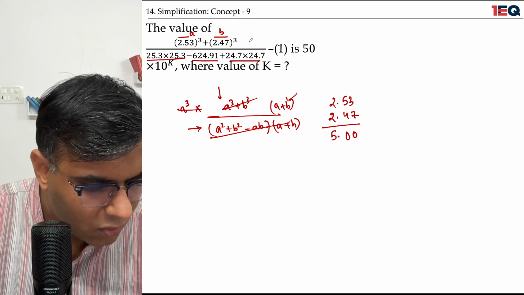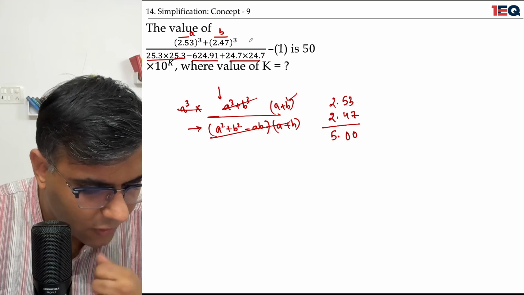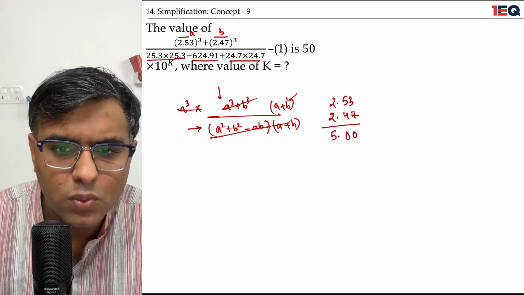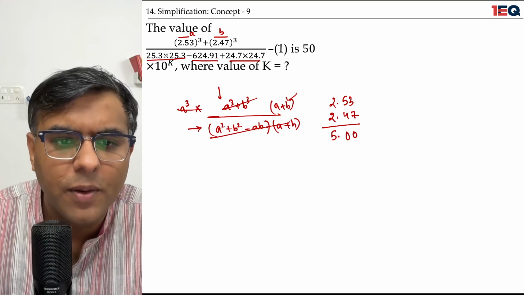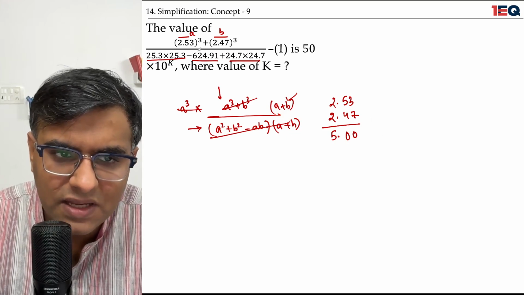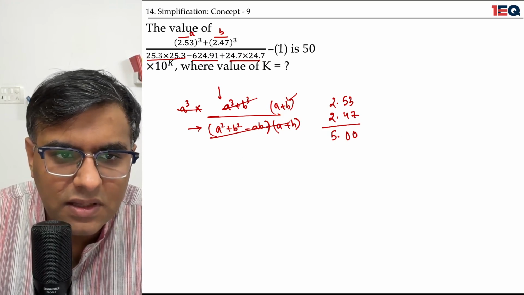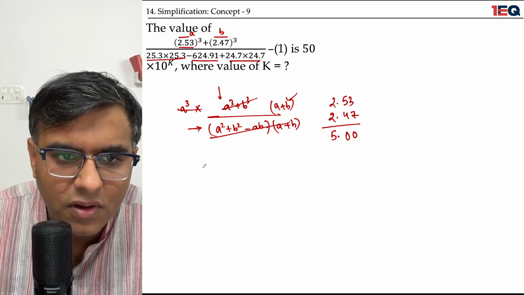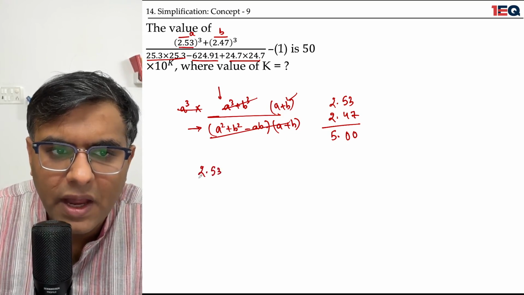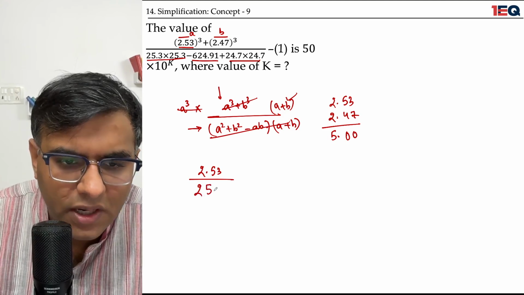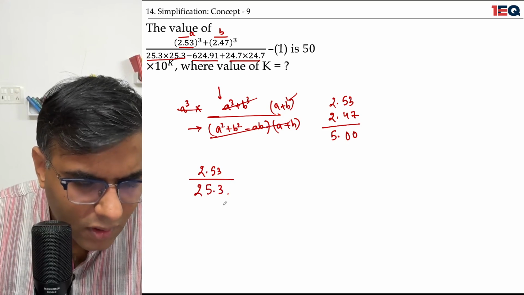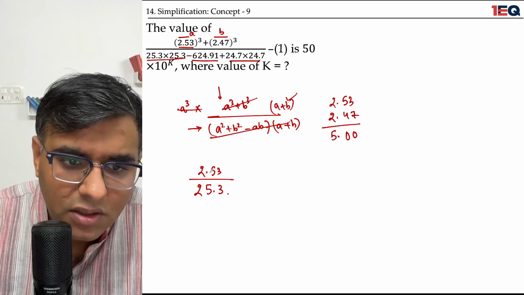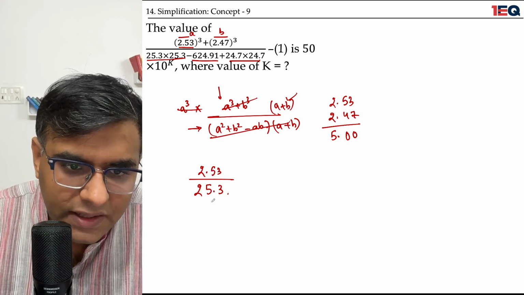And there is no minus 1. Okay, I just got a little tricky. Okay, so there's a catch over here. The catch is this: everything in the numerator is in the form of 2.53, and everything in the denominator is in the form of 25.3. So there is a gap between the decimals of the numerator and the denominator.